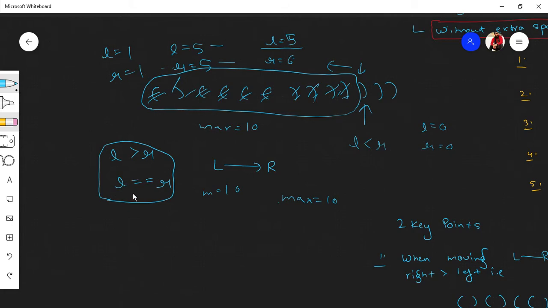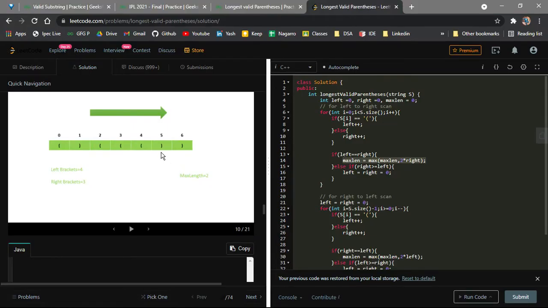If left is greater, no worries. If left is equal to right, no worries. While going from left to right, there are no worries if any one of these two conditions is there. So in this left to right scan, we did not encounter any vague situation.